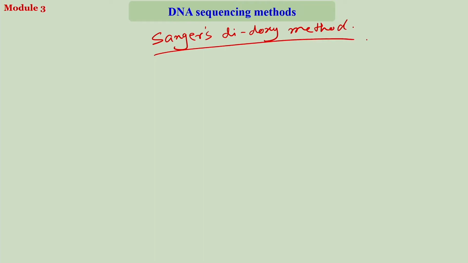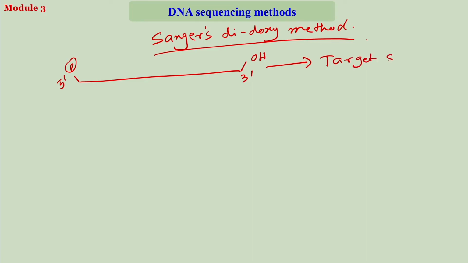Sanger's method uses the same idea as DNA replication. The only difference is that it uses a single stranded DNA instead of a double stranded DNA. So, your target DNA is a single stranded DNA. This is your phosphate 5 prime end and this is your hydroxyl, the 3 prime end. Let us say this is your target DNA, and this is a single stranded DNA. It uses the single stranded DNA as the template, and most often you can use the leading strand, 5 prime to 3 prime direction.